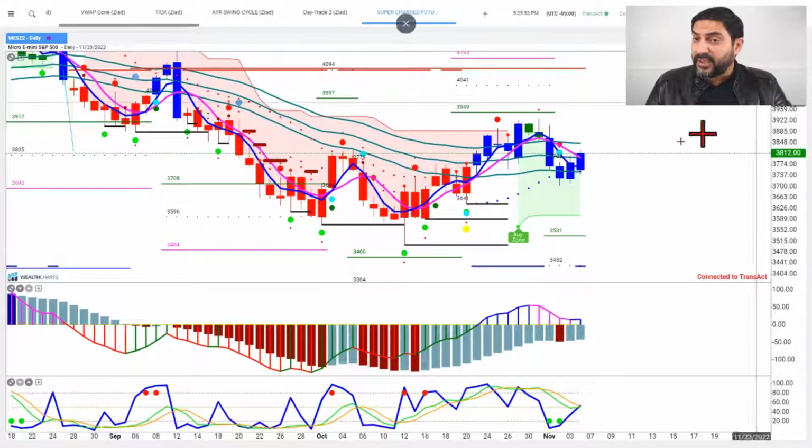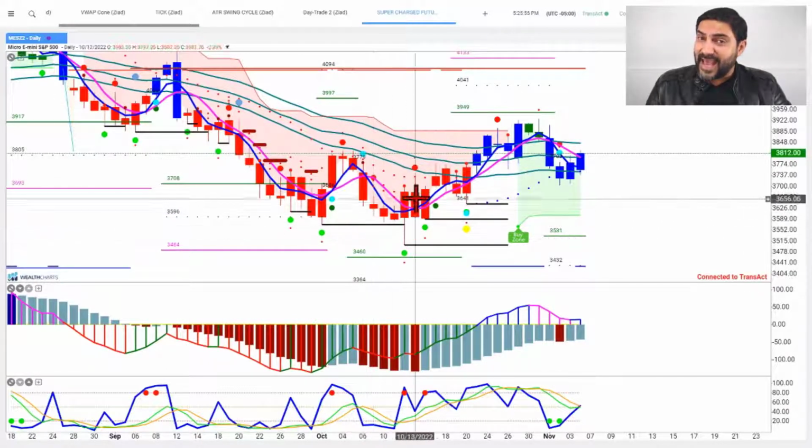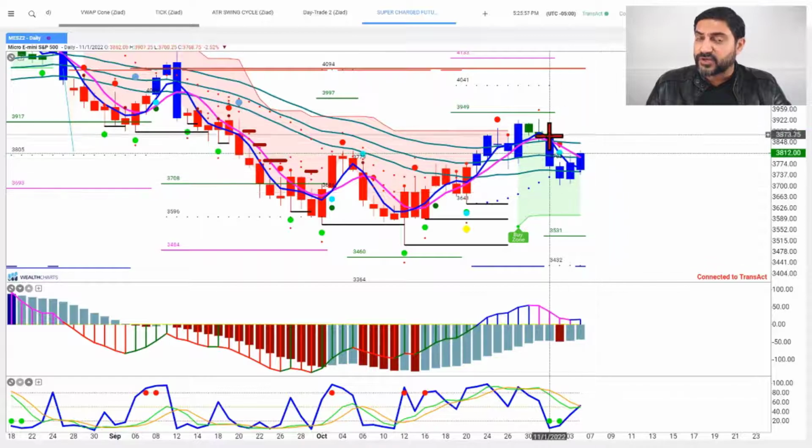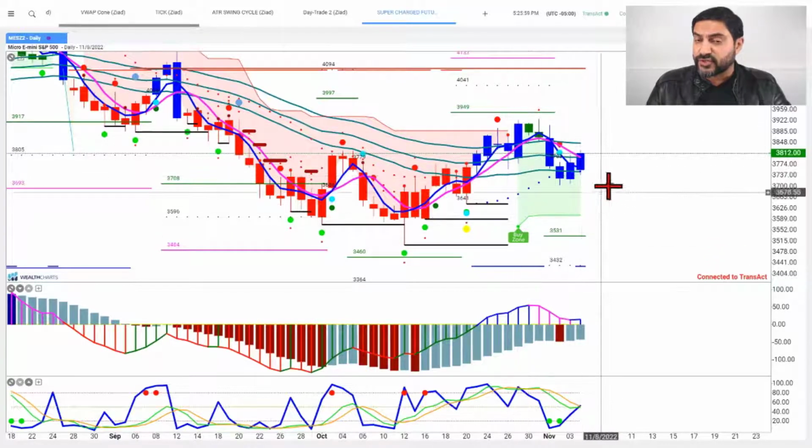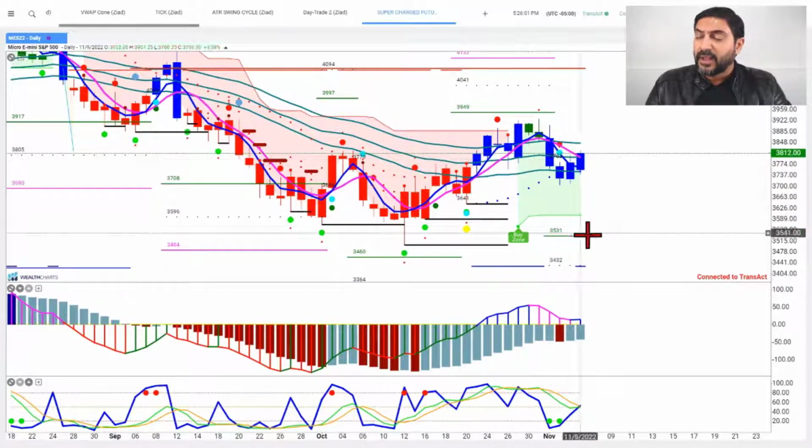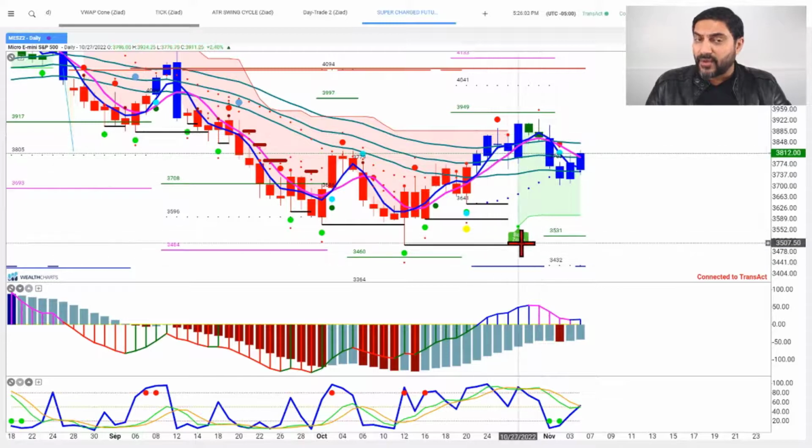Now that would mean something like the ES, the S&P E-minis, which is a representation of the S&P. It's a futures contract on the S&P 500. You can see it in a buy zone on the daily chart.